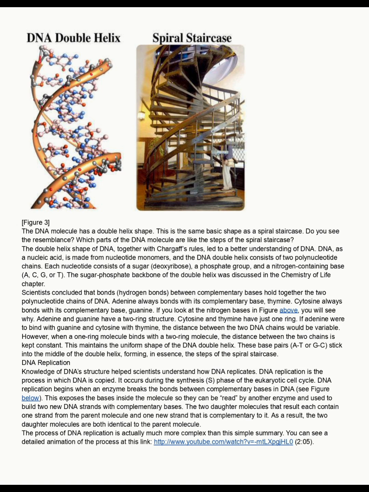DNA replication. Knowledge of DNA's structure helped scientists understand how DNA replicates. DNA replication is the process in which DNA is copied. It occurs during the synthesis (S) phase of the eukaryotic cell cycle. DNA replication begins when an enzyme breaks the bonds between complementary bases in DNA. This exposes the bases inside the molecules so they can be read by another enzyme and used to build 2 new DNA strands with complementary bases.